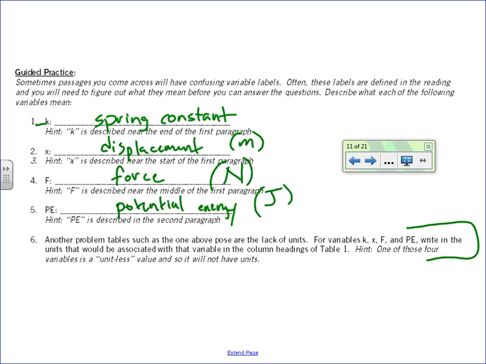What about the spring constant? Yeah, this is our unitless one. Spring constant is two of the same unit divided by one another, so they cancel. So in the end, there's actually no units of spring constant. All right, we are ready to tackle this.